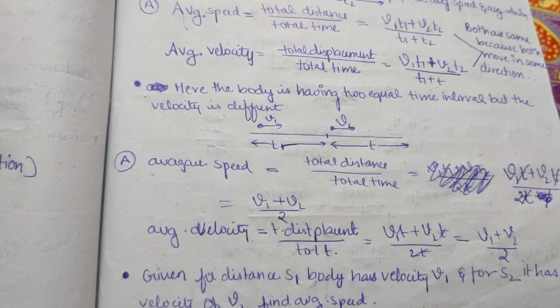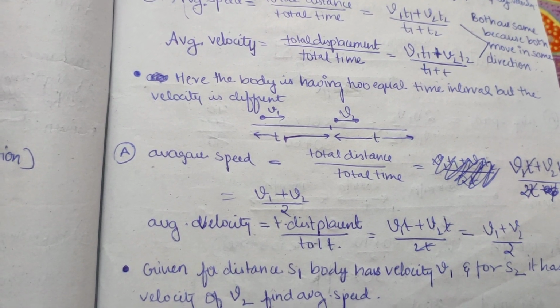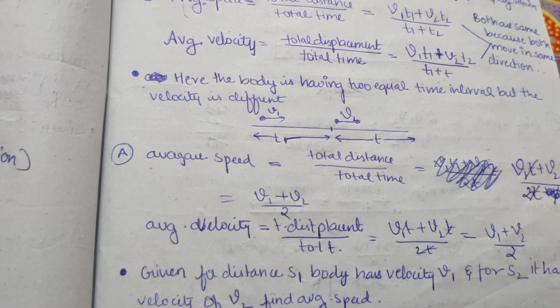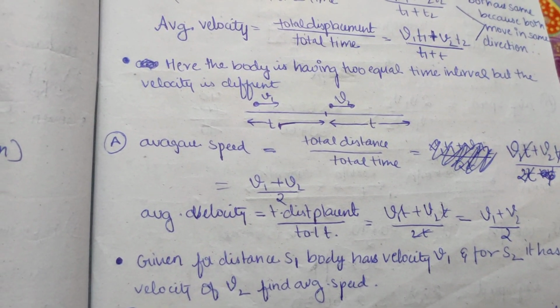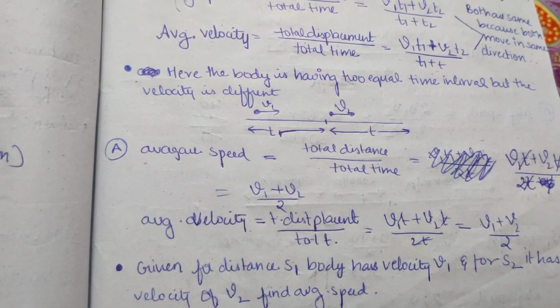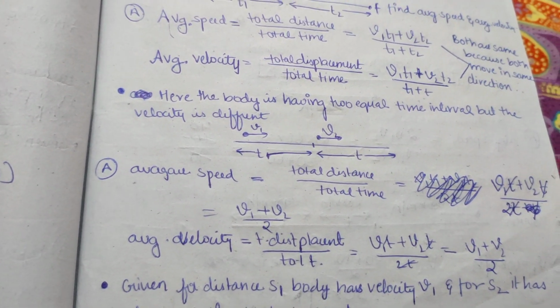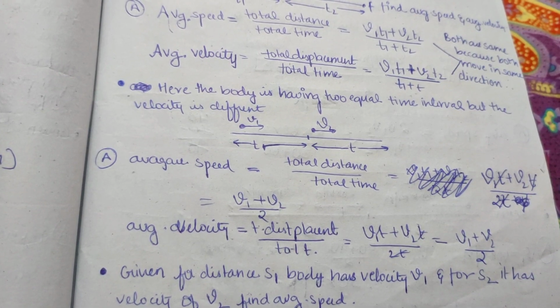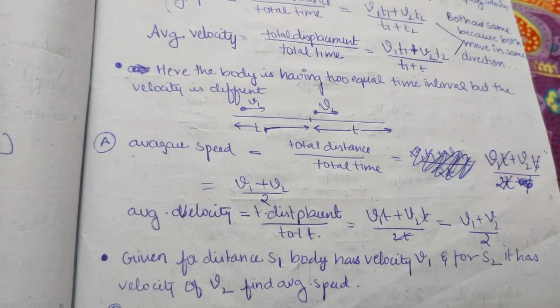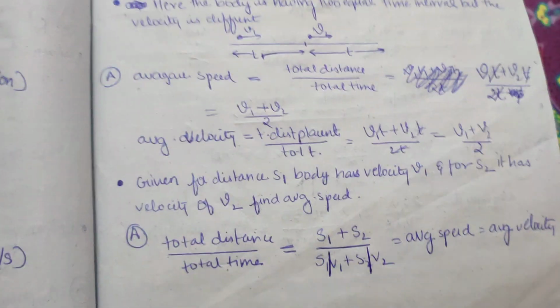Then here the body has two equal time intervals, but the velocity is different. Here you can see. Then we can use average speed as V1 plus V2 by 2. Then average velocity as V1 plus V2 by 2.